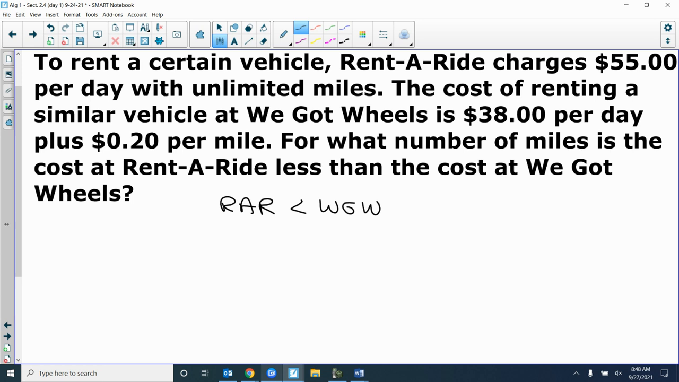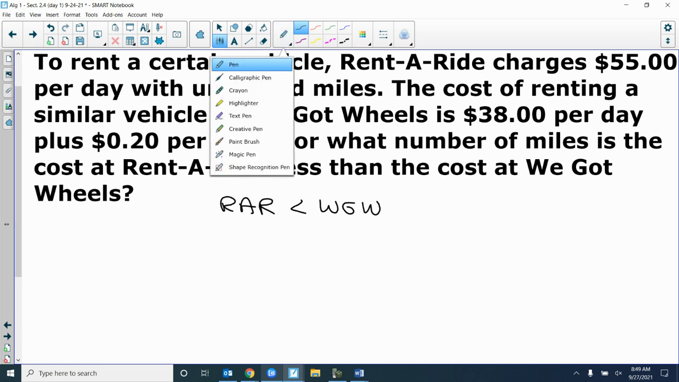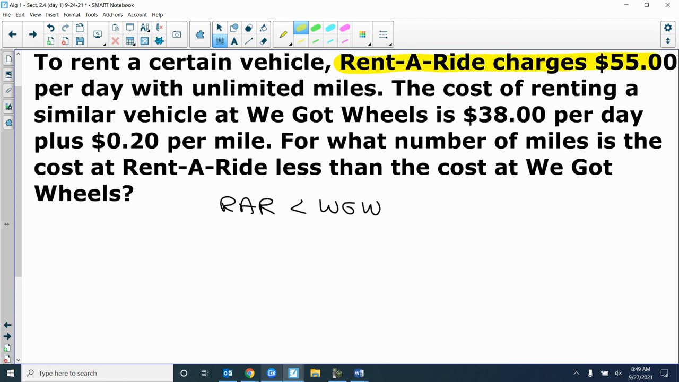Now, how do we figure out the cost for Rent a Ride? This is only for one day. We just want to figure out per day. So how would I list that? Diana, any ideas? 38 plus 0.2x. Is that Rent a Ride? No, never mind, that's the other one. Rent a Ride is just $55 a day, right? It says we're only going to deal with one day.